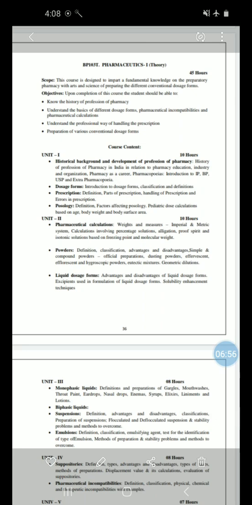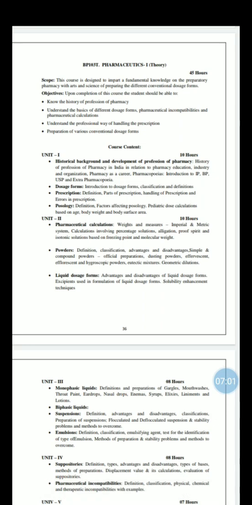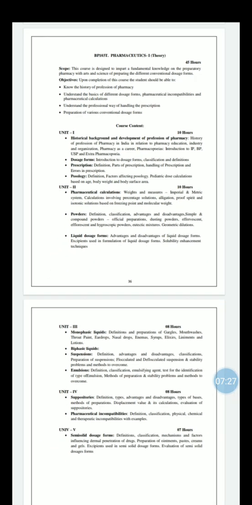Then the last objective, the preparation of various conventional dosage forms. Any example? As I said earlier, examples of dosage form: tablet, capsule. It means solid dosage form. It may be solid dosage form, or liquid dosage form, or semi-solid dosage form. So these are the few objectives of the pharmaceutics subject. We will see the syllabus of this subject. There are 5 units in your syllabus.